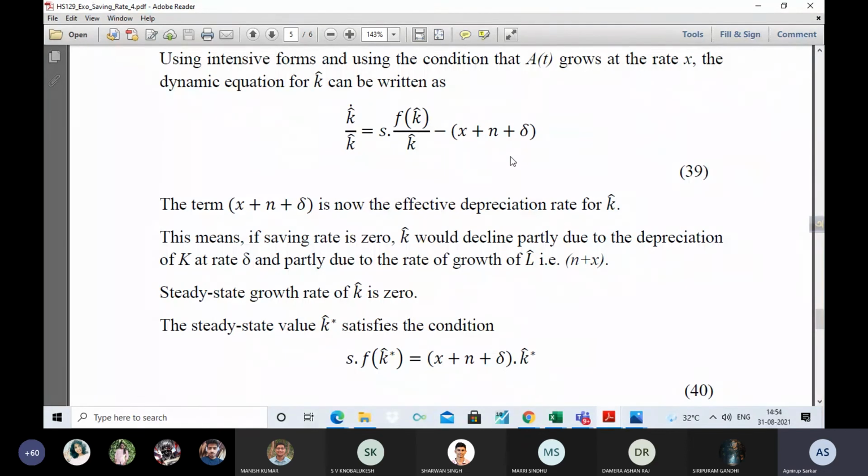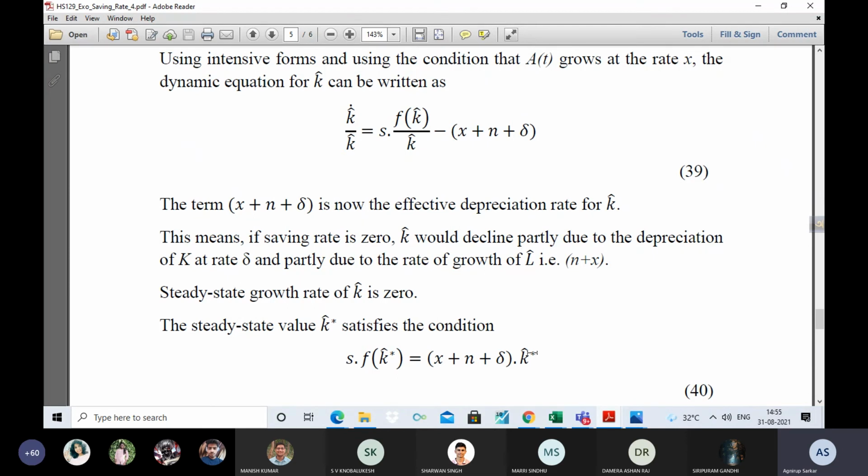Following an argument similar to something we used before when we derived the basic Solow-Swan equation, we can show that the steady state growth rate of k hat is 0, and the steady state value k hat star satisfies the condition that s f(k hat star) should be equal to x plus n plus delta times k hat star.